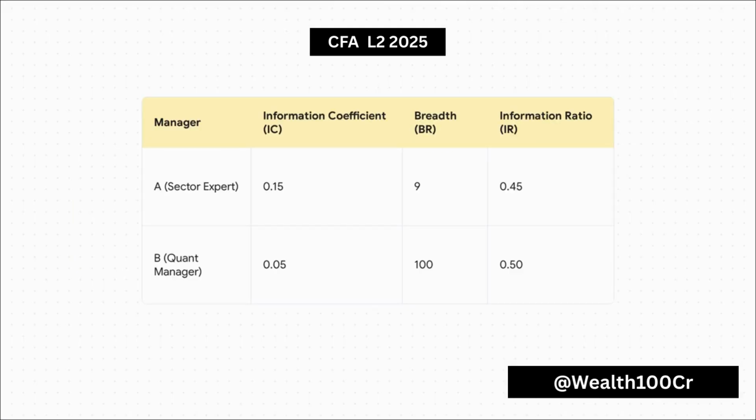Okay, this table really brings the whole thing to life. Just look at Manager A. This is your classic sector specialist. Super high skill, right? An IC of 0.15. But they only make, say, 9 independent decisions all year. That gives them an information ratio of 0.45. Now, check out Manager B. This is more of a quant manager. Their skill on any single decision is way lower, just an IC of 0.05. But they make 100 independent decisions. And look at that. Their IR is actually higher at 0.50. It just goes to show you there's more than one way to win this game.